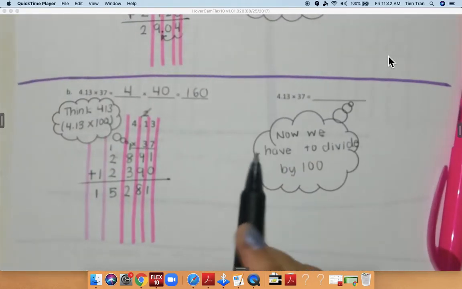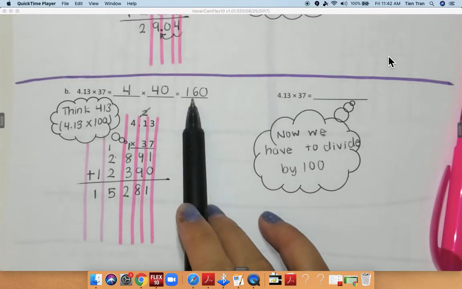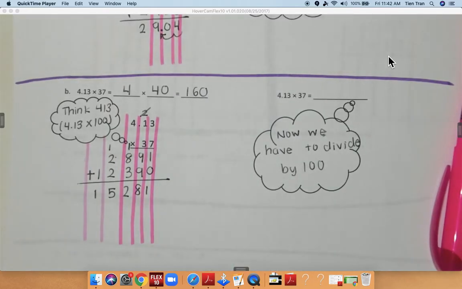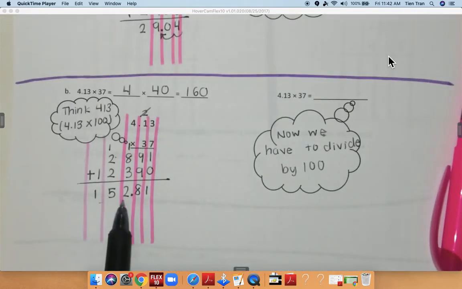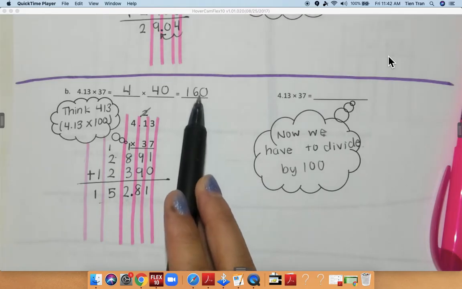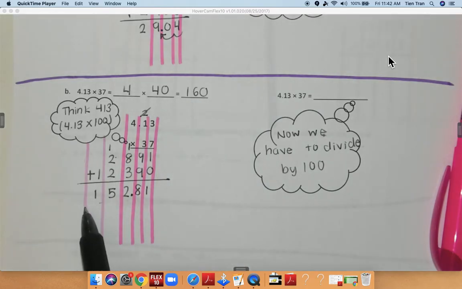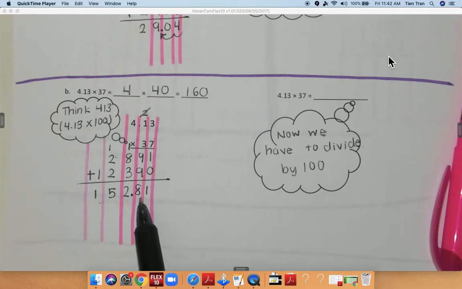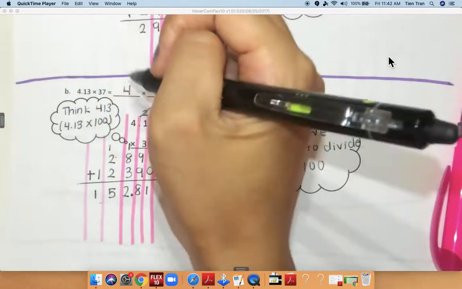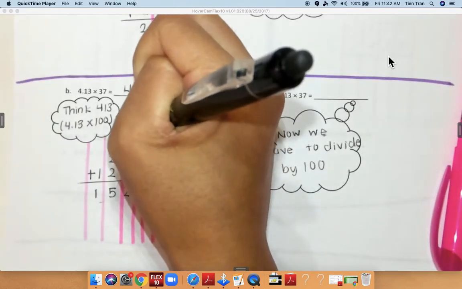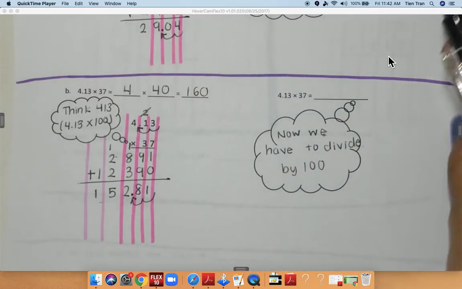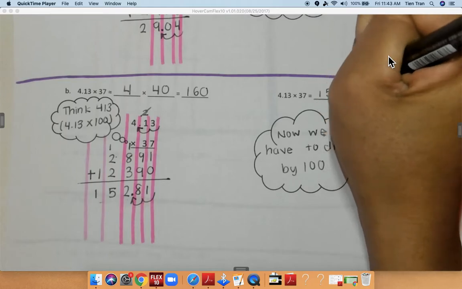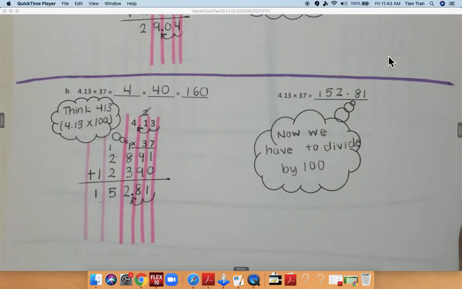Now, the same thing applies. I know that my answer should be close to 160 because when I round it, I get 160. So it makes the most sense that my decimal goes in between 2 and 8 to have 152.81, because 152 is closer to 160 than 15, or if I were to have 1,528. Now, if you're not understanding the rounding portion, you can also, in your question, see that it moves over your decimal twice. So in your answer, you also move your decimal over twice, okay? So our final answer is 152 and 81 hundredths.